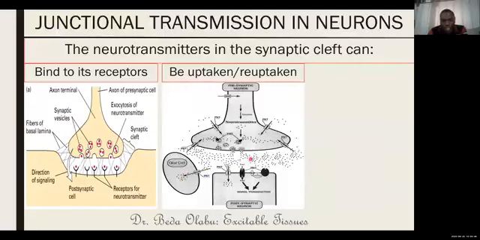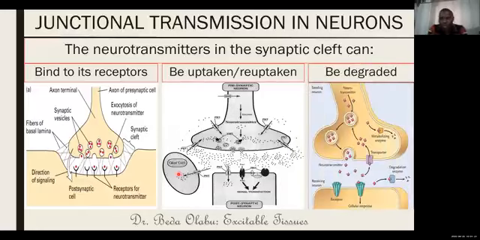But the neurotransmitter can also decide to diffuse back to the cell that produced it. And that is what we call reuptake. So we have uptake and we have reuptake. Reuptake is when it goes back to the cell that produced it. Uptake is when it goes to another cell, not necessarily the one that produced it. So the neurotransmitter can do that.